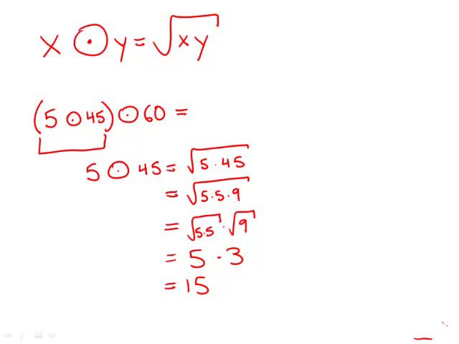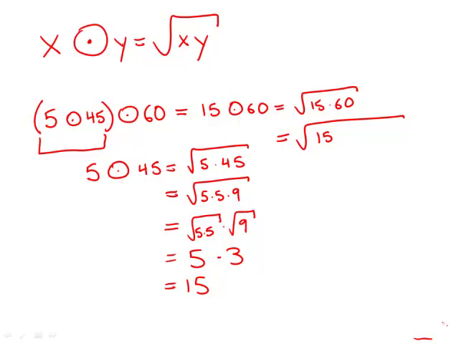So now it means that what we have here is 15 circle dot 60. And of course, this is going to equal the square root of 15 times 60. Again, the worst thing in the world you could do would be actually to calculate the product of 15 times 60. There's absolutely no reason to do that. Instead, what I'm going to do is factor that 60. So, since we have a 15 already, I'm going to factor out another 15. 60, of course, is 15 times 4.